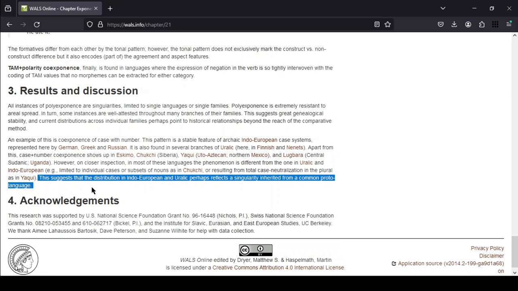I mean, like they said, this polyexponence doesn't really spread between languages. But it also could be true that it's just by coincidence. They both happen to have ancestor languages with a lot of coexponents. Just because it's rare doesn't mean that it's impossible for these two to share this feature. Yeah.